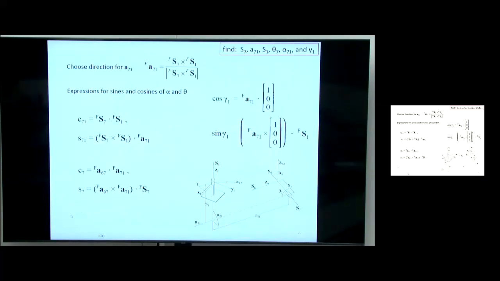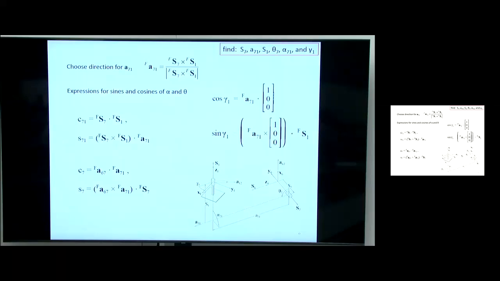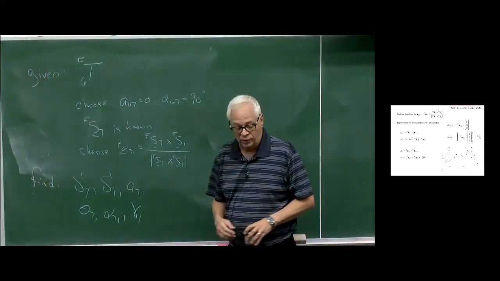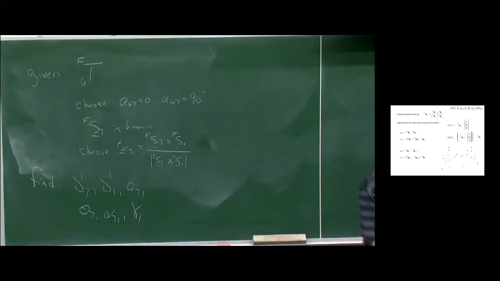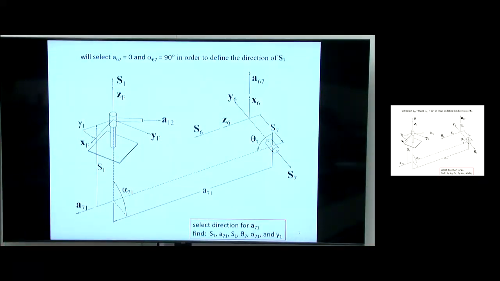So I'm going to peek down here. Okay. So I'm going to do it on the board instead of what's on here. Now, I can visualize the S7 line, right? We're going to go for these joint angles first, right? Theta 7, alpha 7 1, and this gamma 1. So when I look at this picture, I've picked my A7 1 direction. I know what that is in the fixed. I know S7 in the fixed. I know S1 in the fixed.